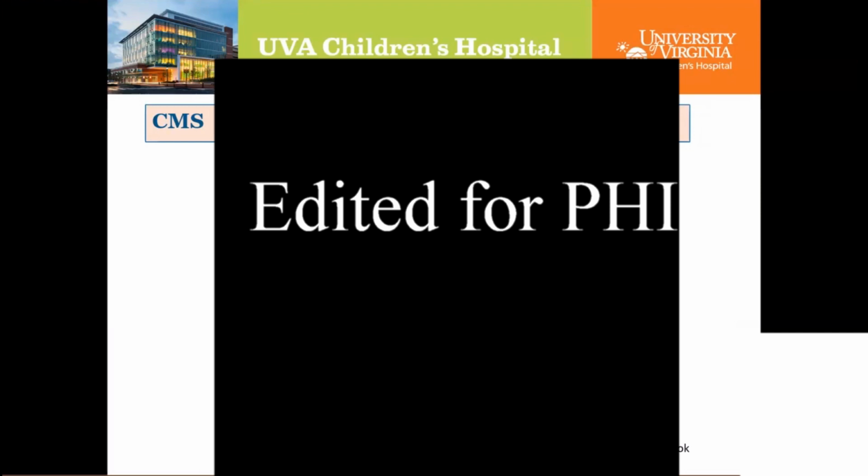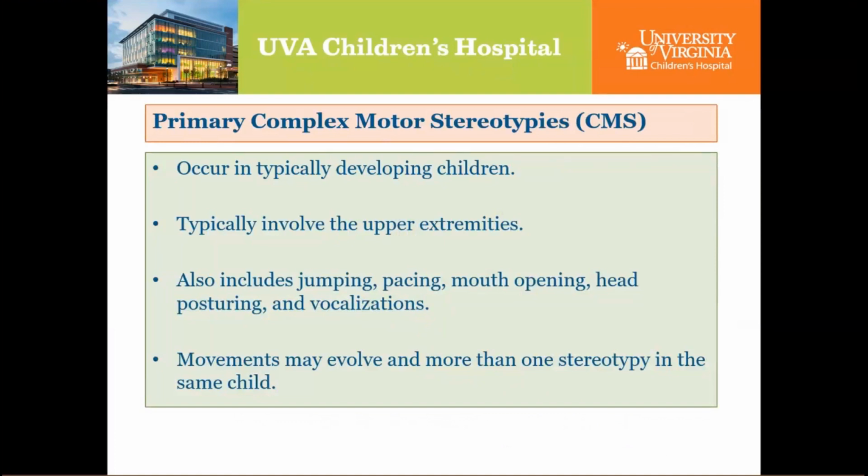And these movements typically involve the upper extremities with various types of movements, including twisting, flapping, shaking, and so on. It also includes jumping, pacing, mouth opening. Sometimes there can be vocalizations. And the child may have more than one type of motor stereotypy, like you saw in the video that I showed you. And these movements typically tend to be consistent and fixed over time, but you could possibly see some evolution in the nature or the phenomenology of the movement.